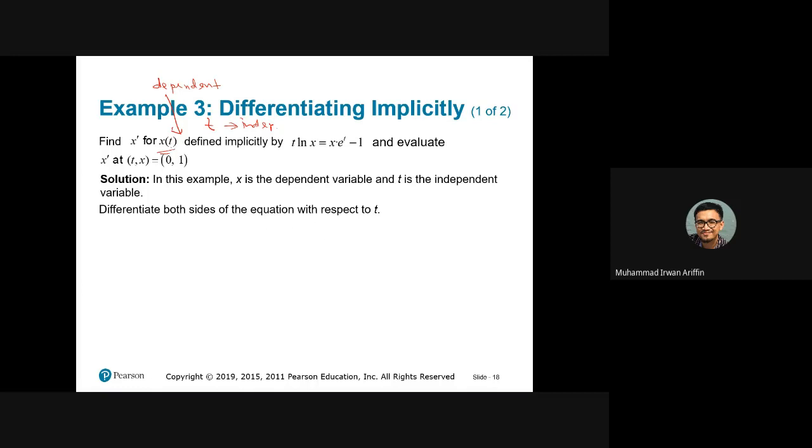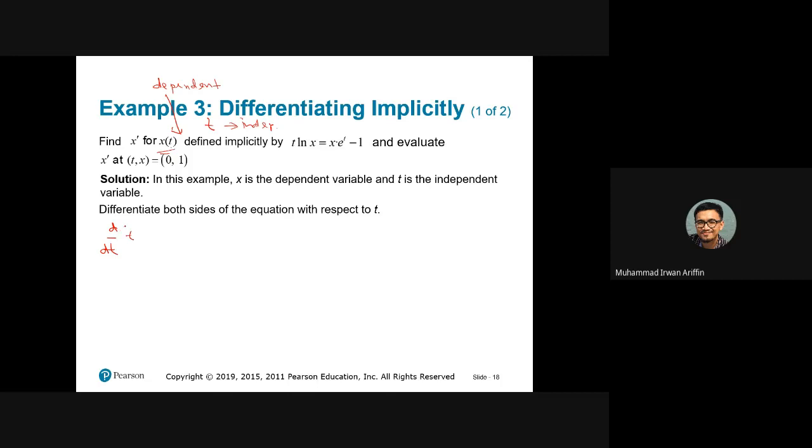So now let's try to do the implicit differentiation. I hope you don't mind doing this together. Without looking at your slide, just try to imagine, do the working in your mind. So we have this equation, t ln x. We're going to differentiate both sides with respect to t, because t is our independent variable.